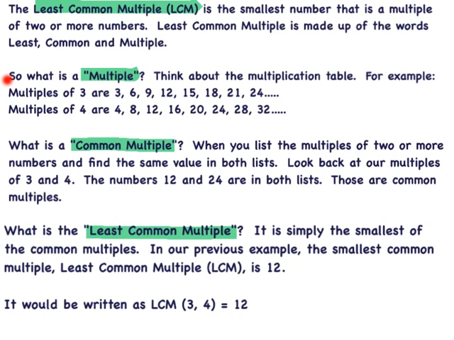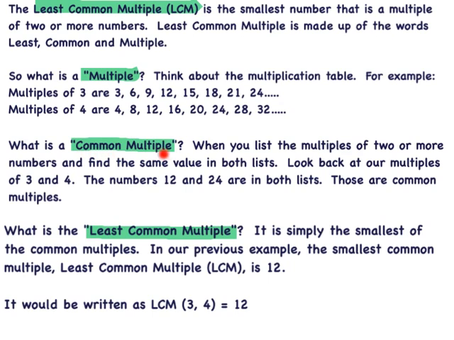Let's start with the word multiple. What is a multiple? Well, I always think about the multiplication table. For example, if we were to talk about the multiples of 3, we would simply be thinking about our 3's. 3, 6, 9, 12, 15, 18, 21, 24, and so on. And then if we were to think about the multiples of 4, they would be 4, 8, 12, 16, 20, 24, 28, 32, and so on. So those are our multiples. Think about the multiplication table.